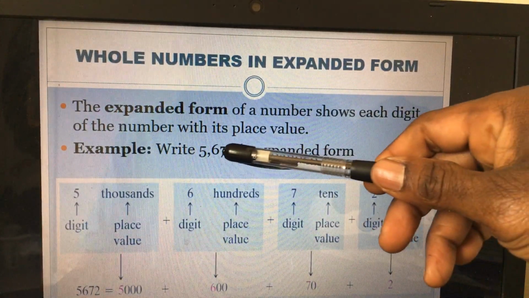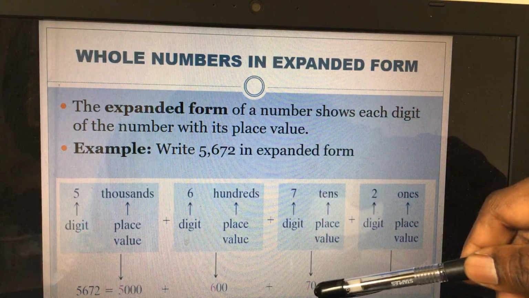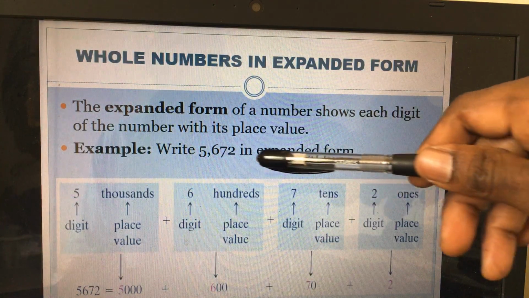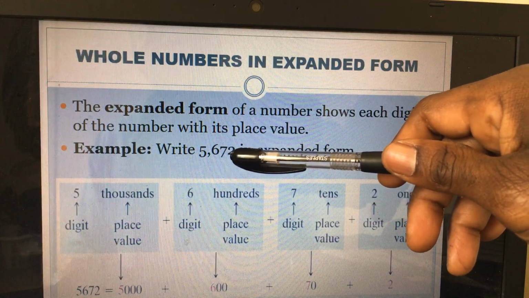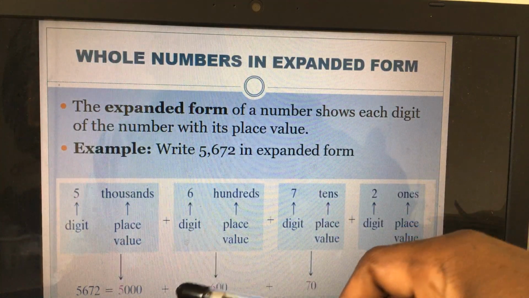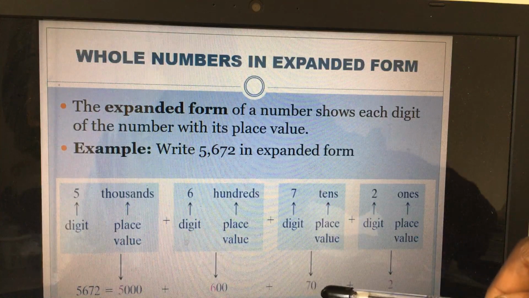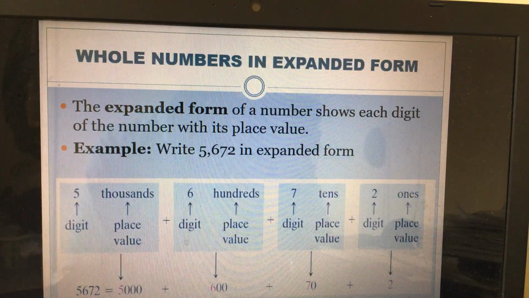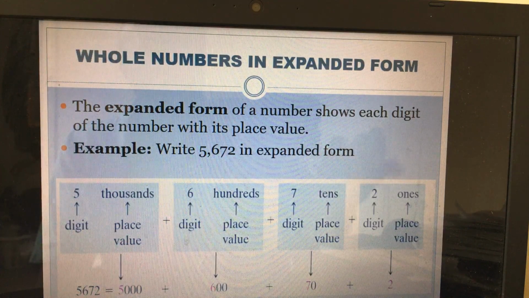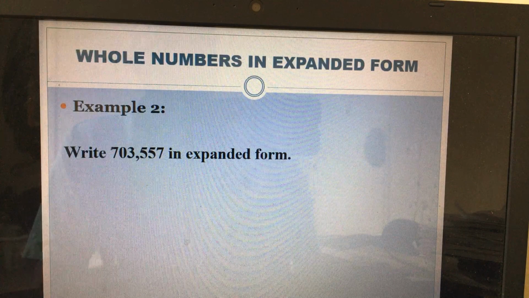This 7 is in the tens place. You can see right here. And the 2 is in the ones place. You can see it right here. So now it is in expanded form: 5,000 plus 600 plus 70 plus 2. Okay? The number is now in expanded form. Okay? Let's try another example.